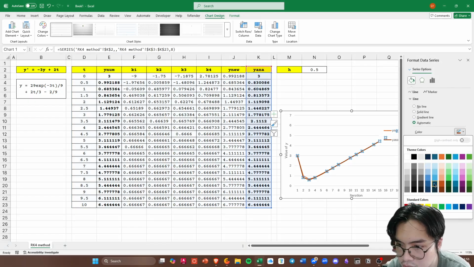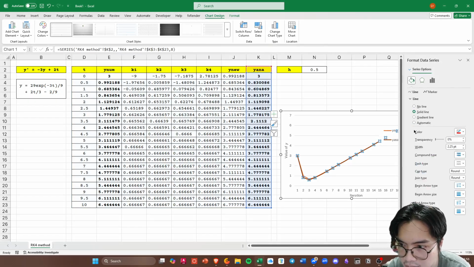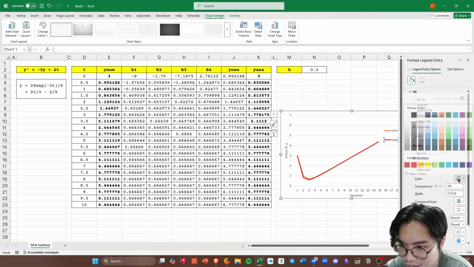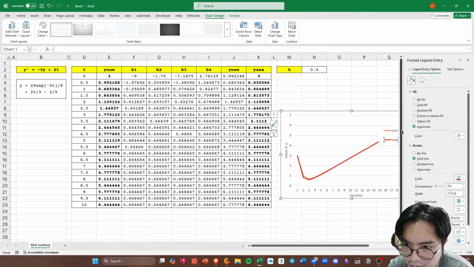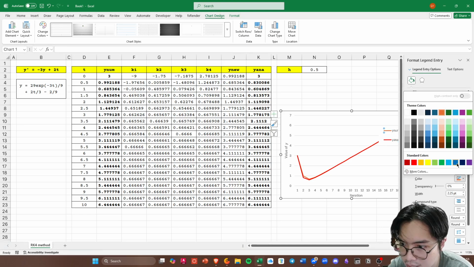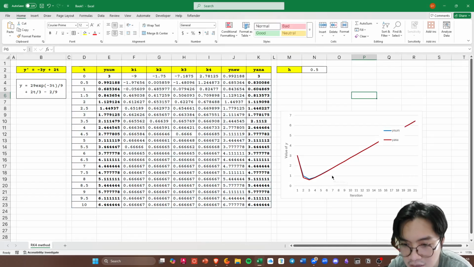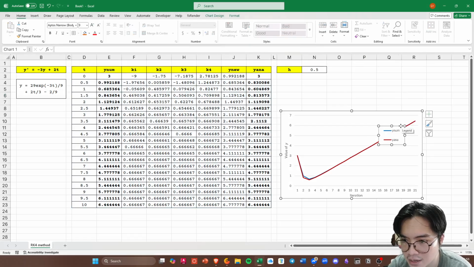Let's make the analytical red. Let's say, let's try red. Okay, so why didn't it work? Can we not make it red? There. Okay. And then for the numerical method, let's make it blue so it pops. Okay. So now we can see the differences here. Right? Now we can see the differences here.